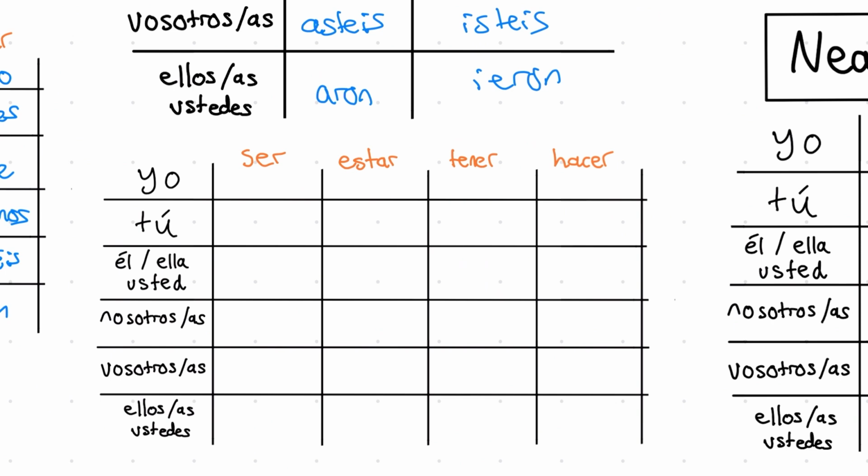And then moving on to the irregulars, there's loads of them. Like the present tense, we're going to focus on these four: ser, estar, tener, hacer. So for ser, I was is fui. Fui. Tú is fuiste. Fue. Fuimos. Fuisteis, and fueron. If you're doing GCSE, the words fue and fui are going to be really common.